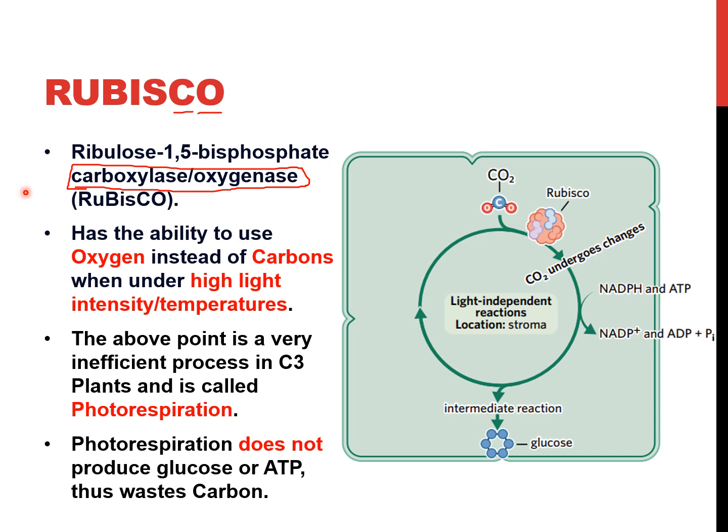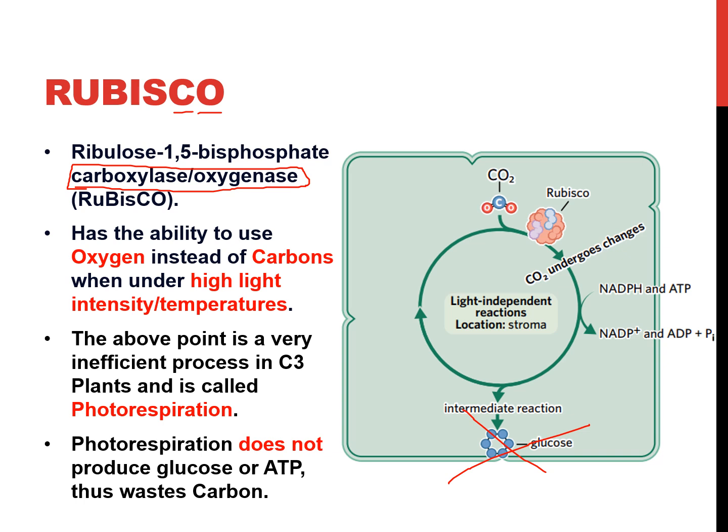Now, this plays a big role in the Calvin cycle. And generally, it's going to act as a carboxylase if it's that cool and moist environment, but when it gets hot, the enzyme changes. It's a really fascinating enzyme because it can work with both carbon and oxygen. So it has the ability to use oxygen instead of carbon through the Calvin cycle when under high light intensity or high temperature.